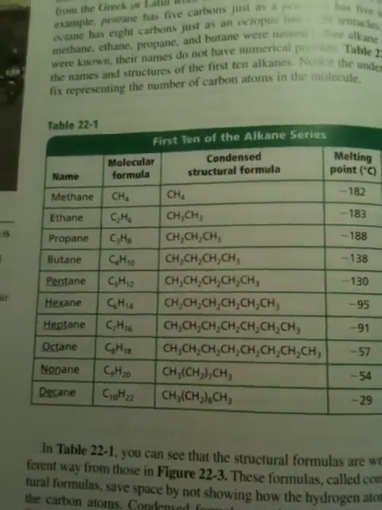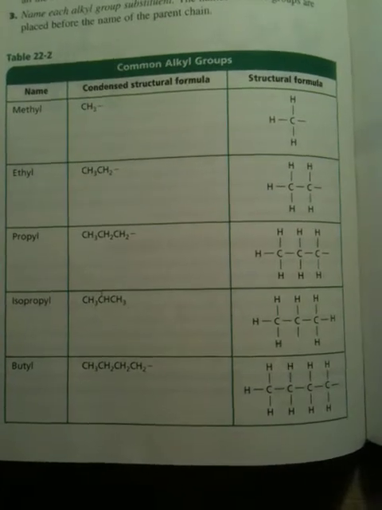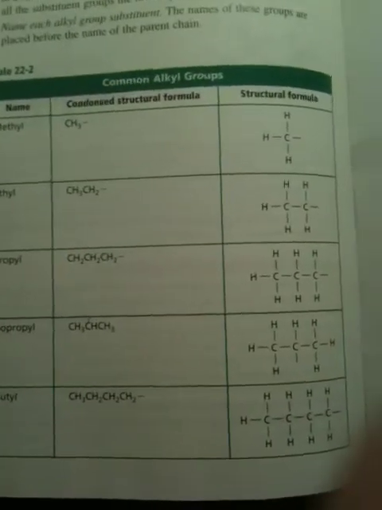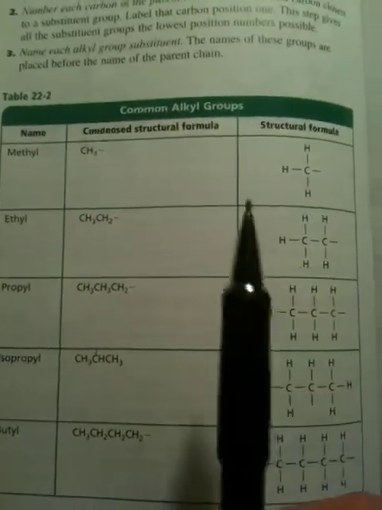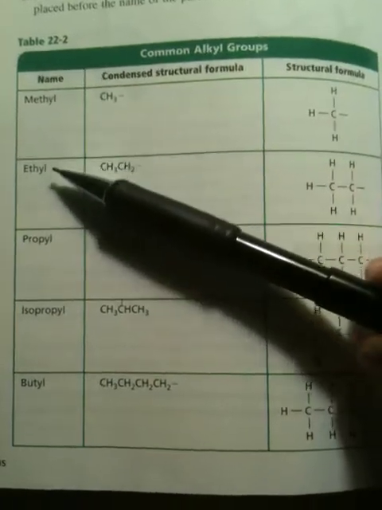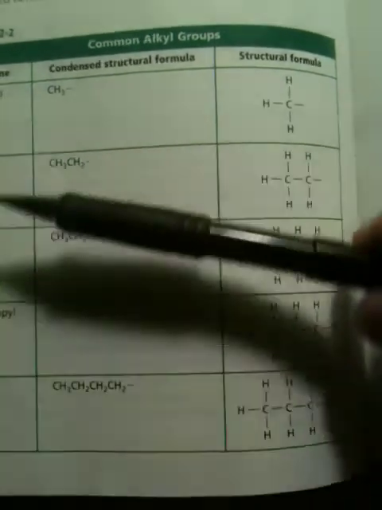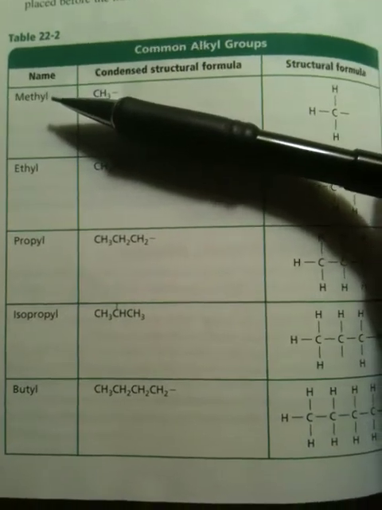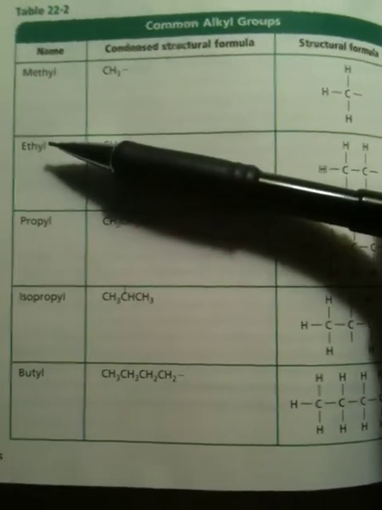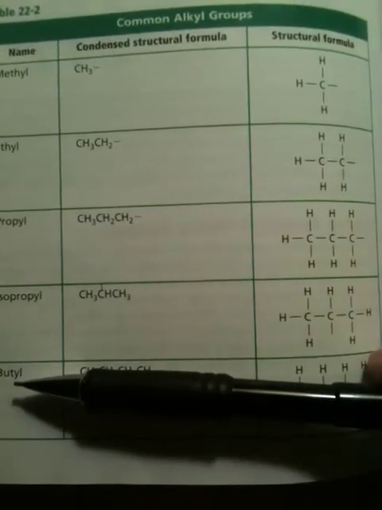But we want to now go over to see how do we name our substituents. And this little chart, which is just 2 pages over on page 702, shows you how to write these substituents in different ways. Now, like this guy is a methyl. You notice that all of these end with YL. So we have methyl, ethyl, propyl, isopropyl, and butyl.